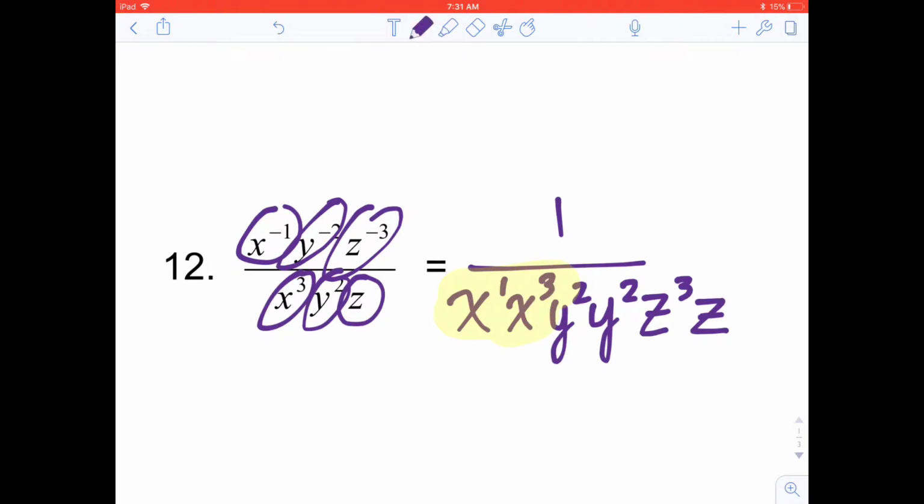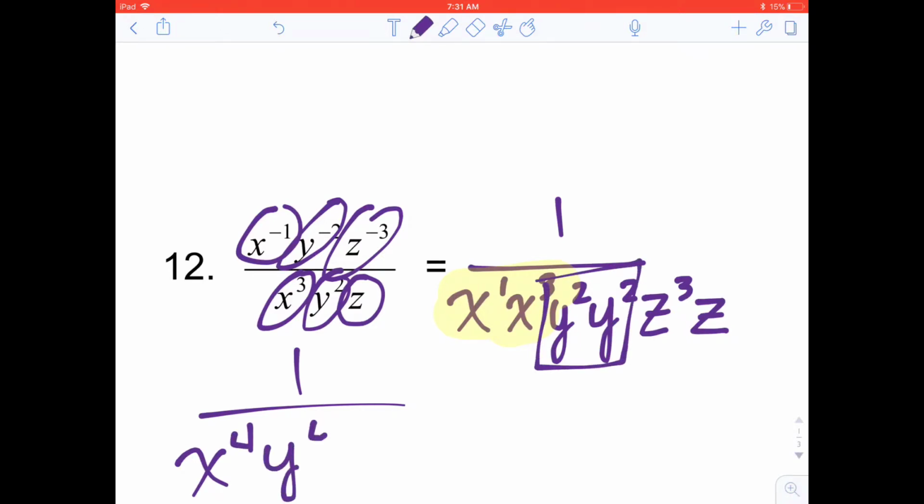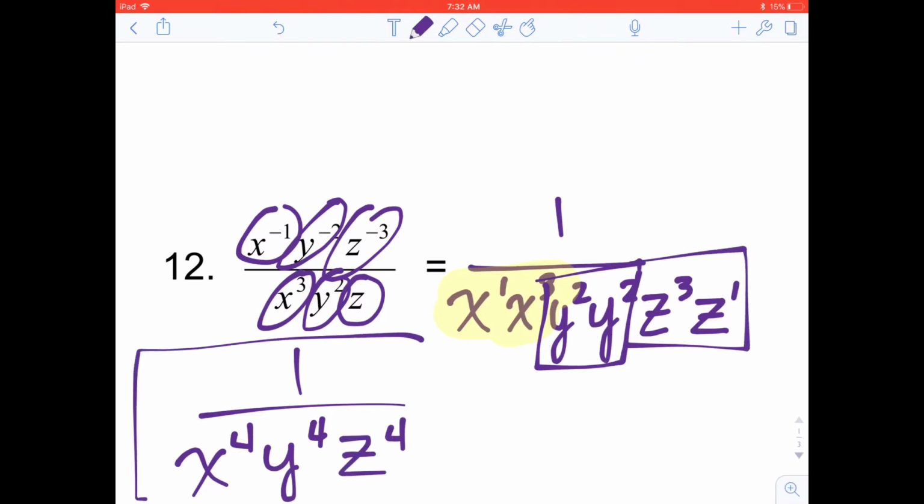X to the 1st times x to the 3rd, that would be x to the 4th. Y to the 2nd times y to the 2nd is y to the 4th. Z to the 3rd times z to the 1st is z to the 4th. And there's your answer.